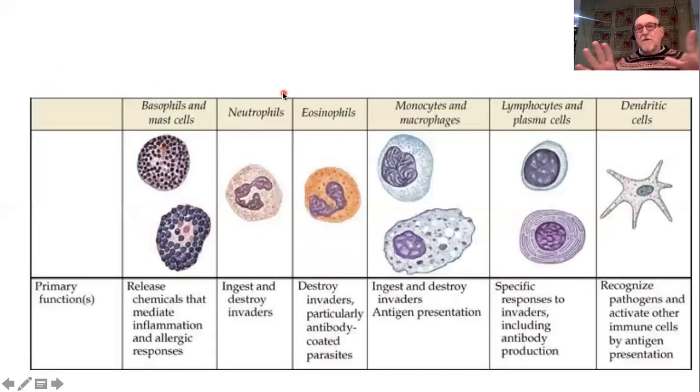Okay, so just to finish off for today, here is the diagram for you, the various functions of these various cells: basophils, mast cells, neutrophils. Eosinophils, don't worry about for the moment. Monocytes and macrophages, lymphocytes. Plasma cell, I'll just mention a plasma cell is a B cell which is releasing antibody. And then lastly, the dendritic cells.